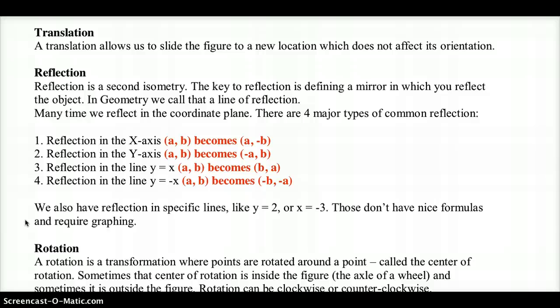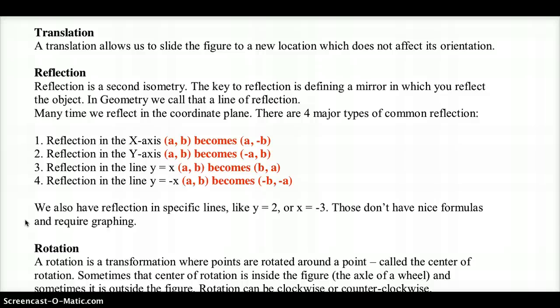Again, make sure you put this definition down. Orientation means the vertices are turning. If we slide the figure, it's going to look the same no matter where we go. But we'll get into that. Reflection is the second isometry. The key to reflection is defining a mirror in which you reflect the object. That mirror could be the x-axis, the y-axis, or an equation that you put into the coordinate plane. Whatever that defining mirror is, we call it a line of reflection.